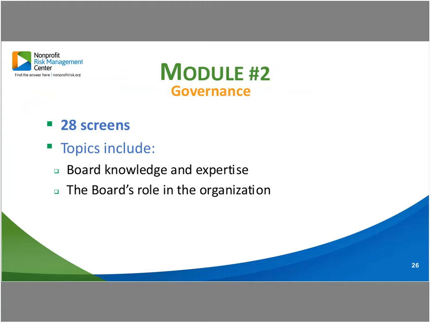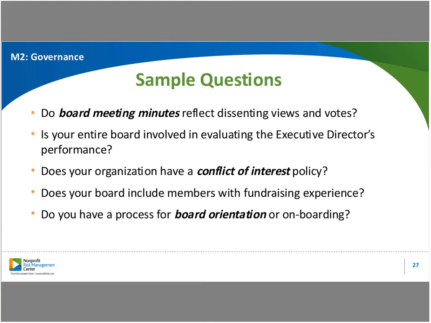So the second module is on governance, and it's also a pretty short module. It's about 28 screens long. It asks a lot of questions about the board and how they're involved in your organization, what types of knowledge people on the board have, what types of expertise they have, and how much of a role they play in operations and finances. Some of the questions in here include things about whether the minutes reflect dissenting views and votes, and then whether you have a conflict of interest policy for your board, and then experience that your board members may have.